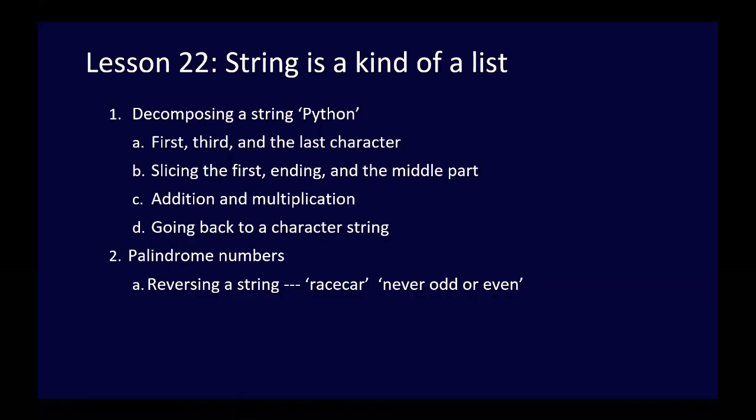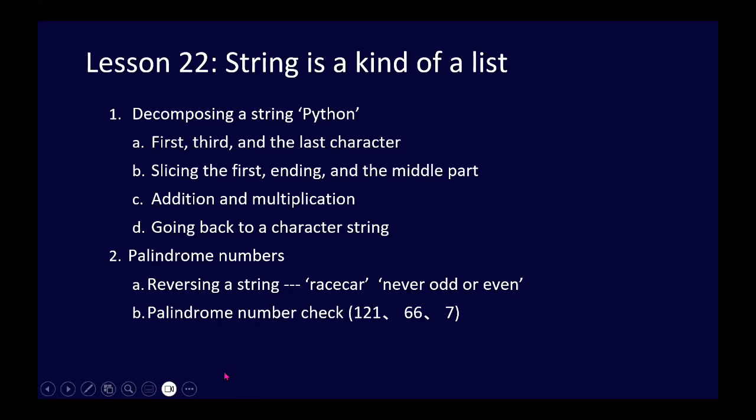So here comes the question. What is a palindrome number? A palindrome number is a number that is like a palindrome. So 121 is a palindrome number, 66 is, and also 7, a single digit number, is.